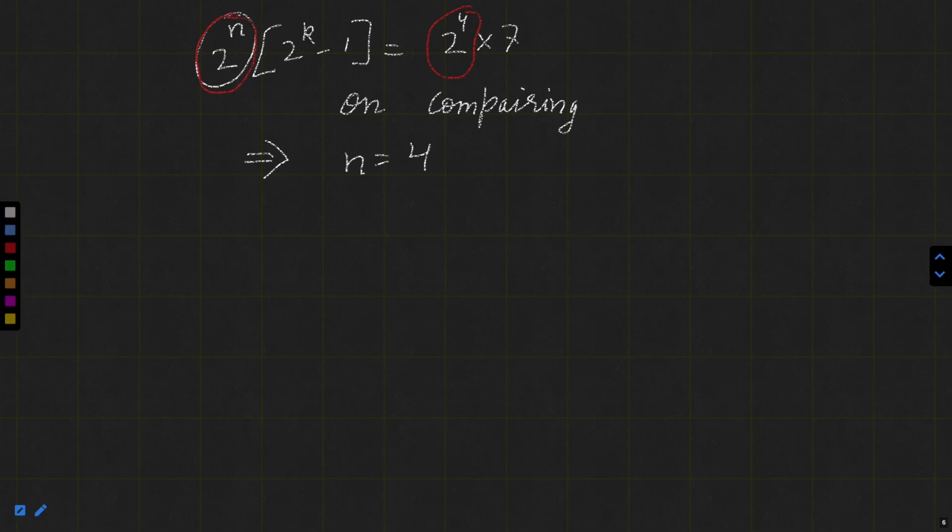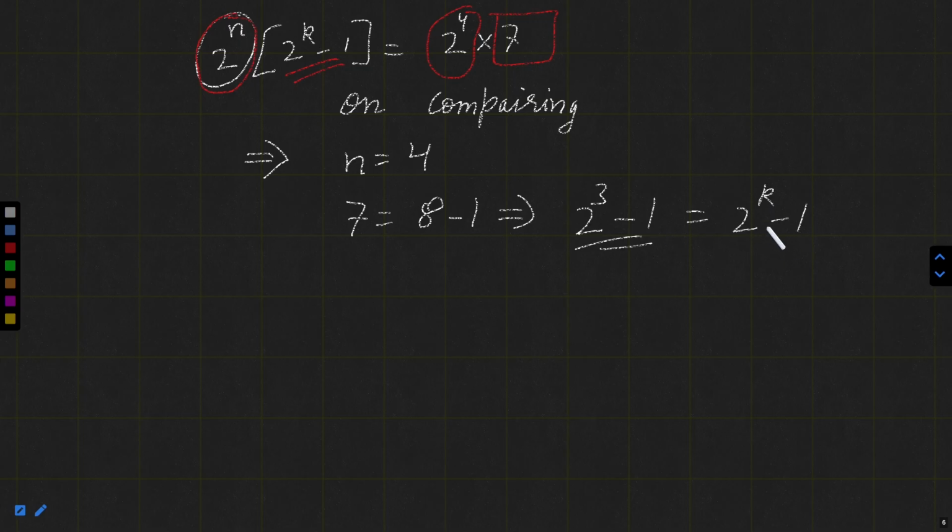Easy. Now let's see that 2 raised to the power k minus 1 must be equal to 7. So let's make 7 in the form of 2 power something minus 1. One can easily see that 7 is equal to 8 minus 1. Now 8 is 2 raised to the power 3, minus 1. Now it is of the form 2^k minus 1. So from here we can easily say k is equal to 3.